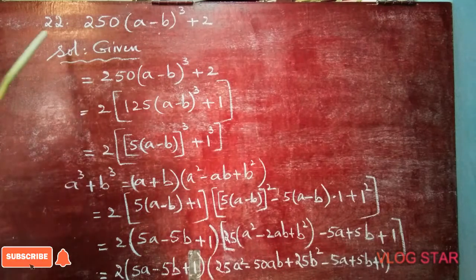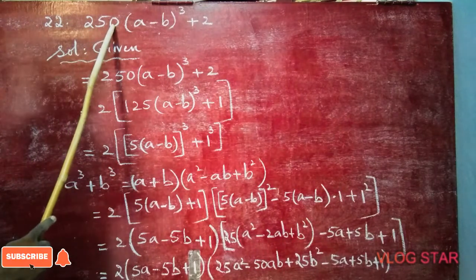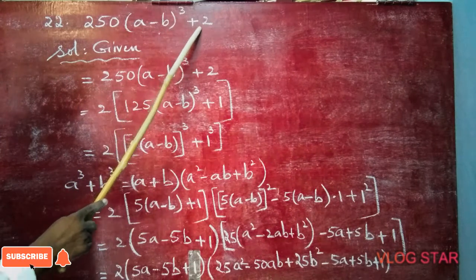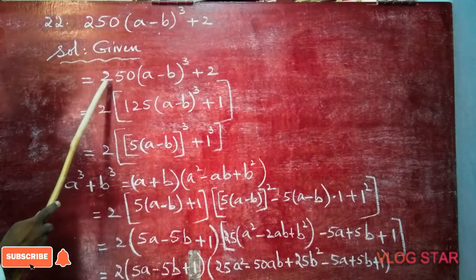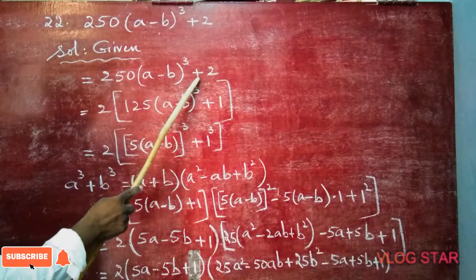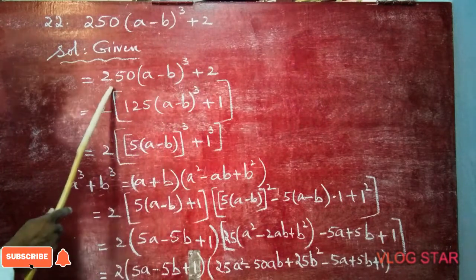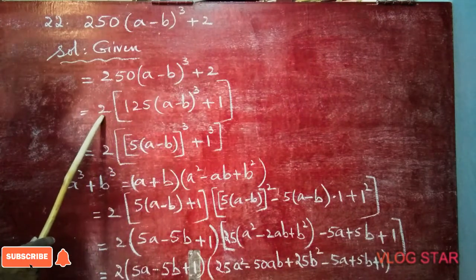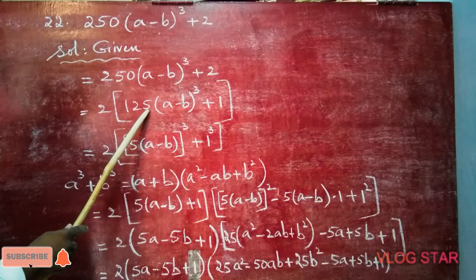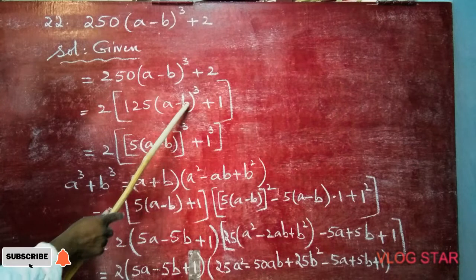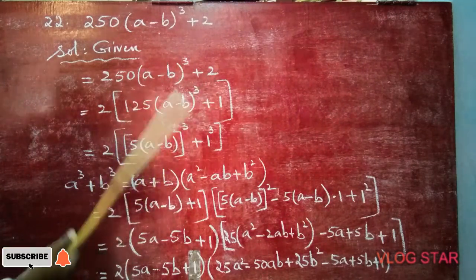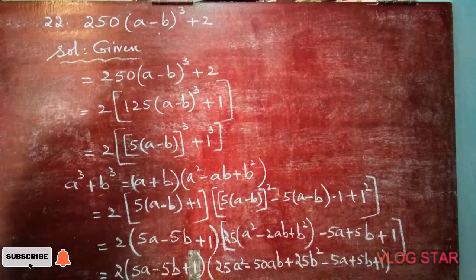And the second problem, 250 into (a minus b) whole cube plus 2. Solution: given 250 into (a minus b) whole cube plus 2. On the whole, I am taking 2 as common. 2 goes into 250 125 times, into (a minus b) whole cube, plus here 2 goes into 2 one time. So we have taken 2 as common.